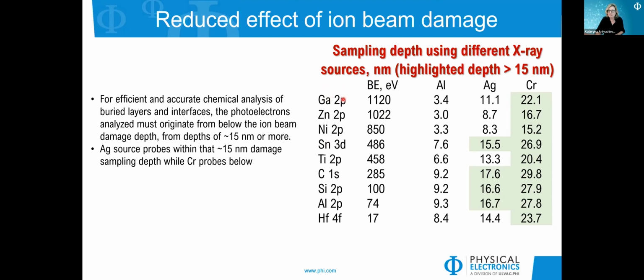where we'd use depth profiling, we see that our sampling depth is really small. It's less than 10 nanometers. So we will analyze this potentially damaged area. The silver source extends it a little bit, but it's really on the borderline. While with the chromium source, you really start accessing much deeper layers, and you are able to probe beneath that ion damage zone.